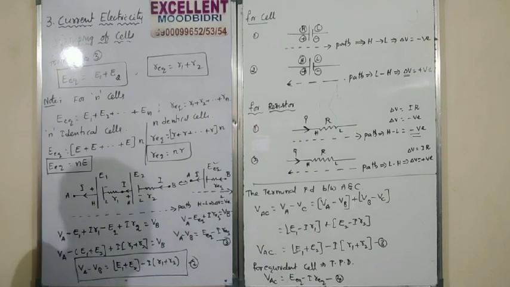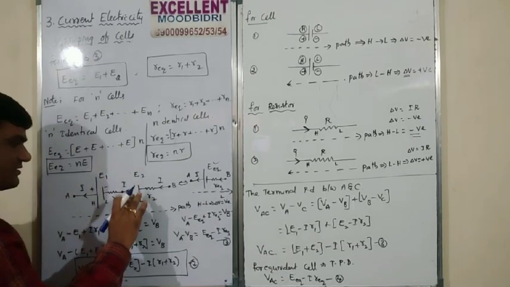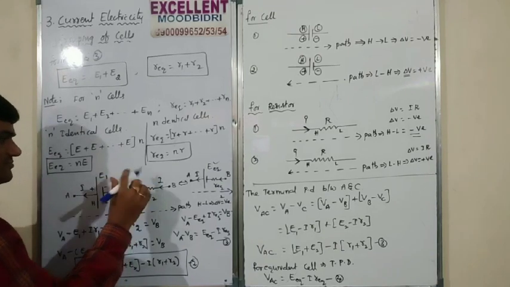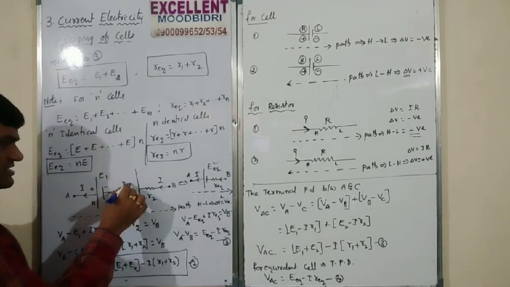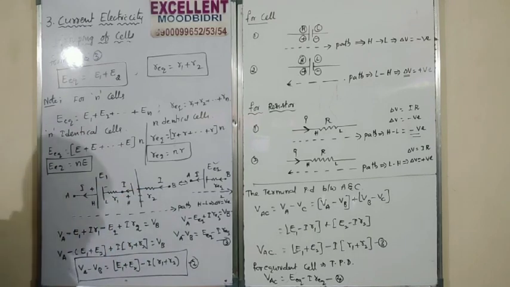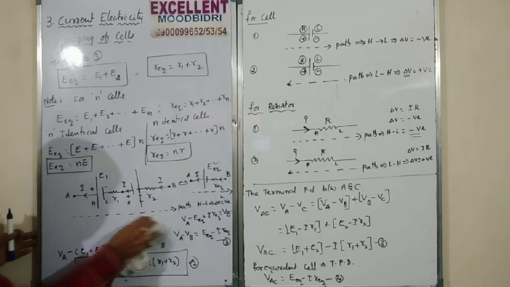Series combination finished. Next, for example, if these cells are connected in reverse manner, in this manner, then what would happen? Can I rub this? Yes, I can rub this one.